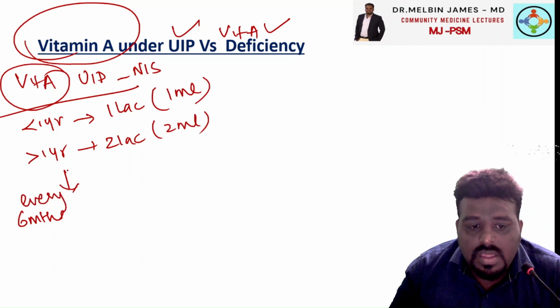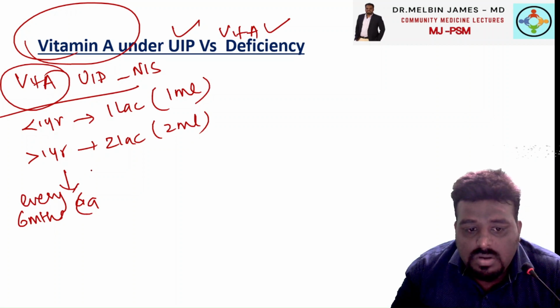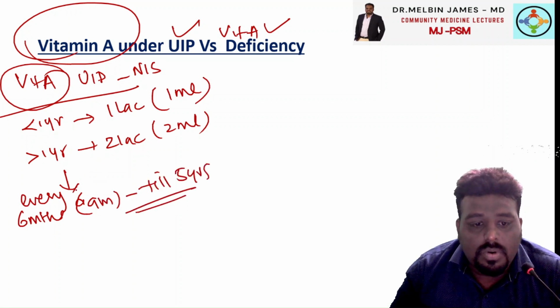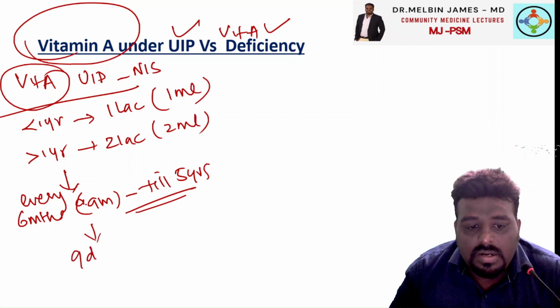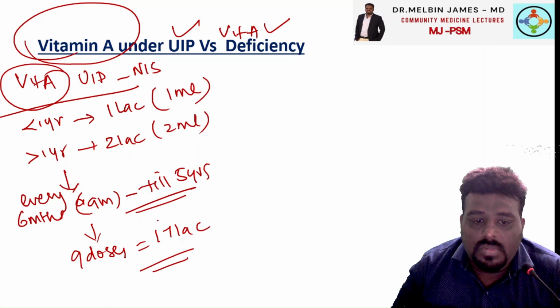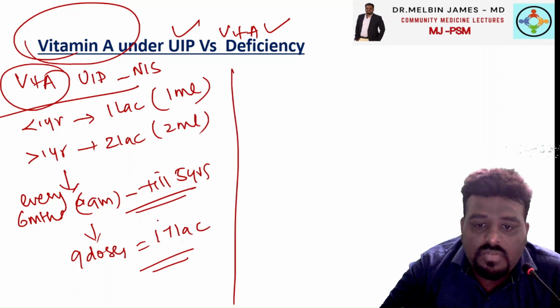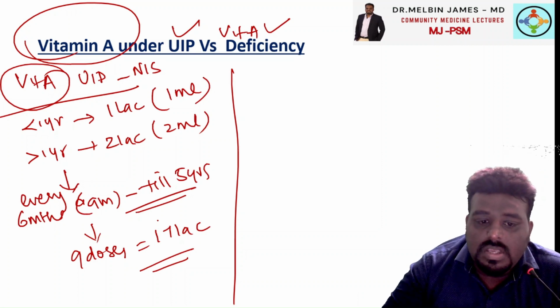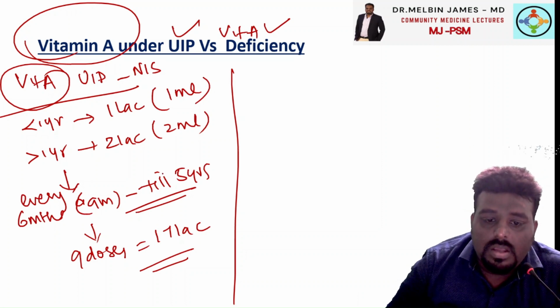Every 6 months, starting from 9 months of age till 5 years of age. Okay, this is very important. So totally there will be 9 doses, which equals 17 lakh international units. Nine doses will come from 9 months till 5 years if you calculate every 6 months, which equals 17 lakh international units.